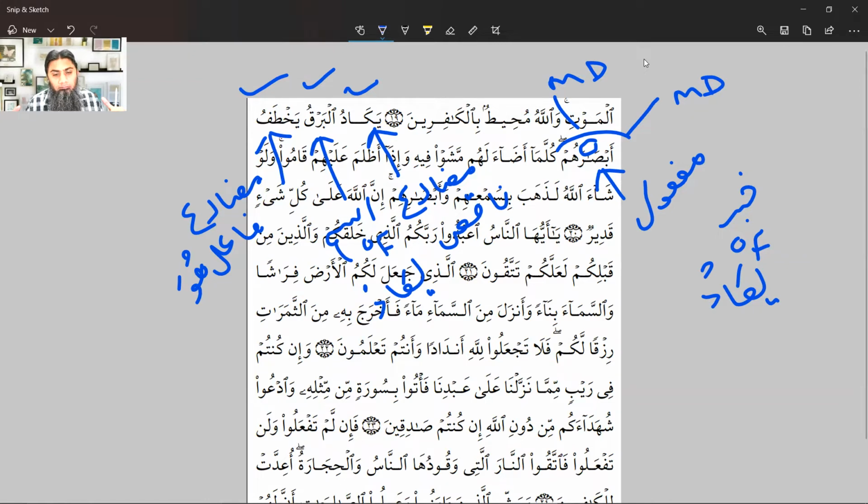Now that's clear? Yeah. So it is as though lightning almost snatches away their sight. Absarahum, their sight. Yakhtafu means to snatch something, and al-barq means lightning. Yakadu means almost. Okay, so let's, inshallah, move on to the next part of the ayah.